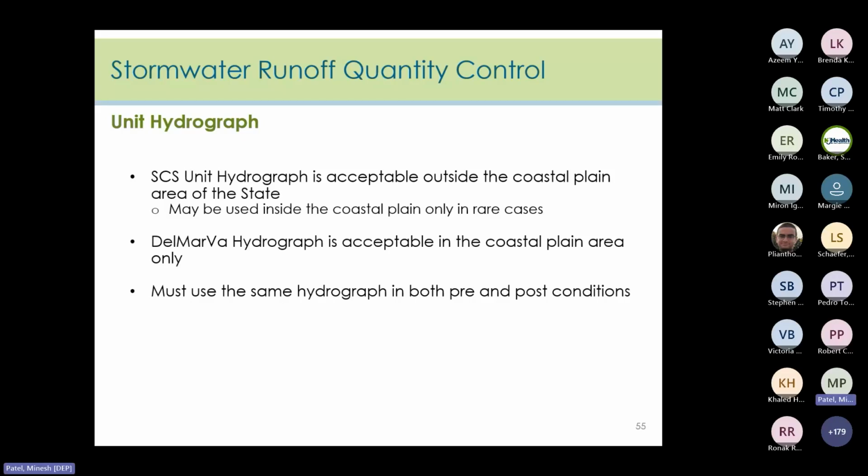There are 2 hydrographs for New Jersey, the SCS and the Delmarva. Typically, the SCS unit hydrograph is used outside of the coastal plain region, and the Delmarva is used inside the coastal plain region. However, this does not apply if coastal plain conditions do not actually exist, nor for sizing MTDs. So, as the reviewer, you need to make sure the designer used the correct unit hydrograph. You also need to make sure that they use the same one in the pre and post-construction conditions.